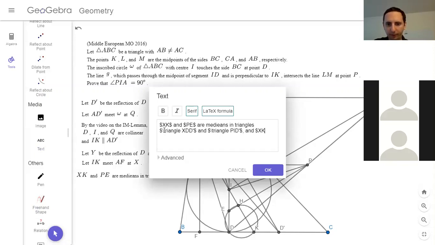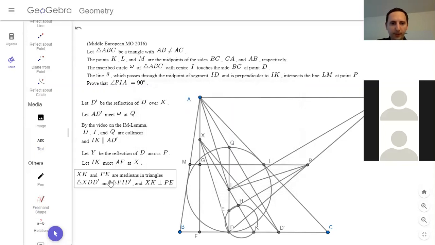XK is perpendicular to PE. So we have two perpendicular medians in those two triangles, and two of the sides are perpendicular also. So ID is perpendicular to... so yeah, let's see, we have ED is perpendicular to KD prime.